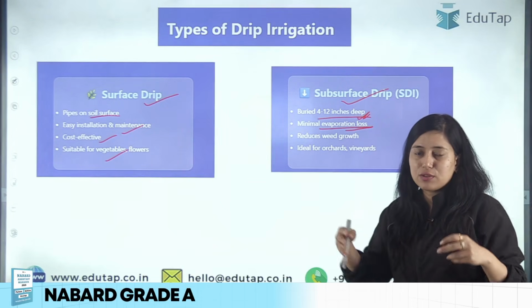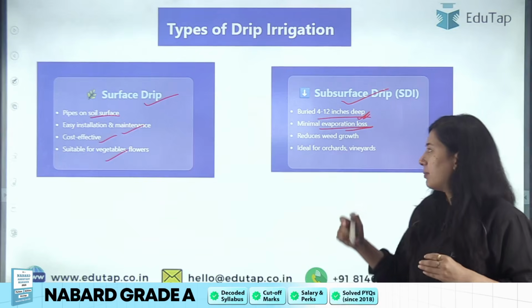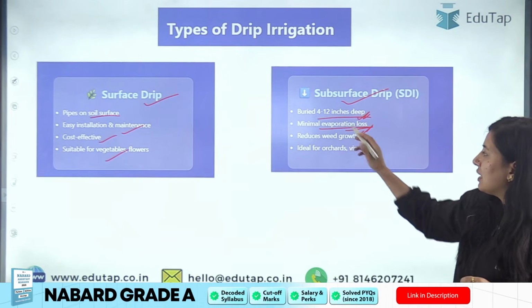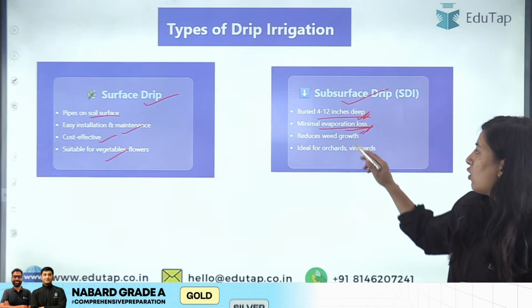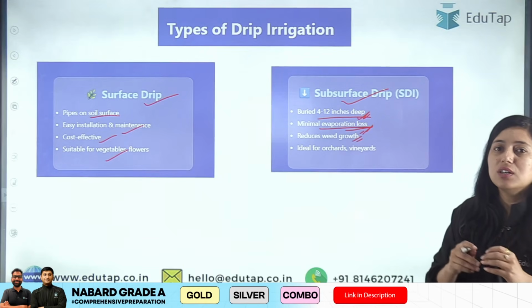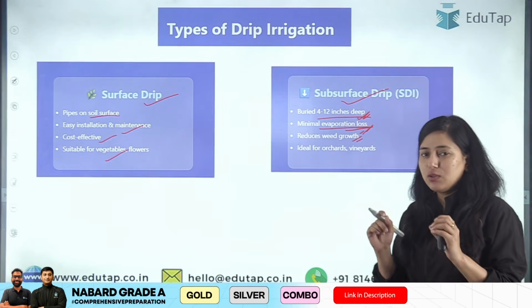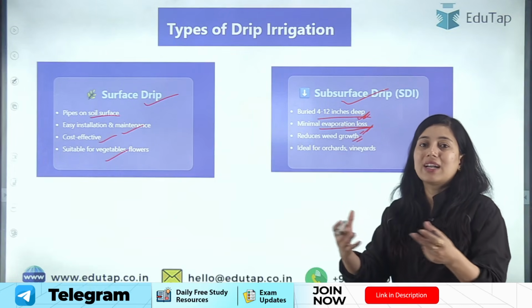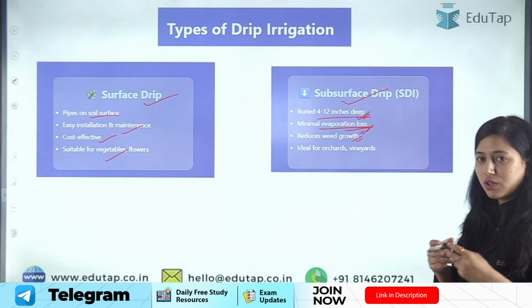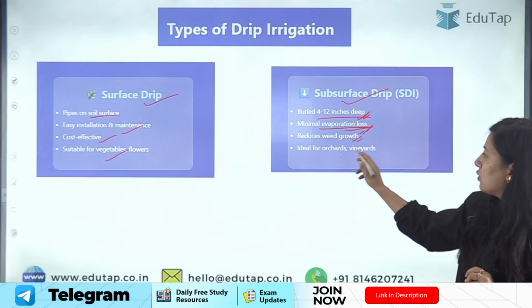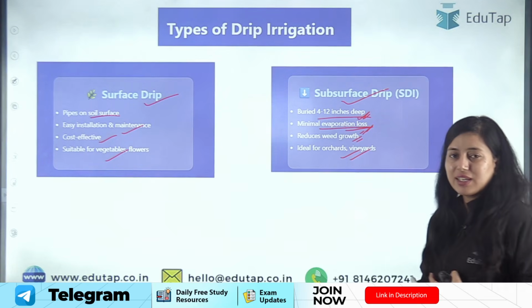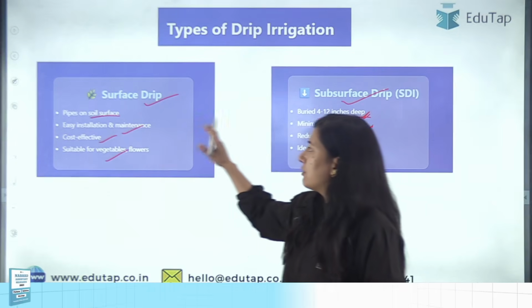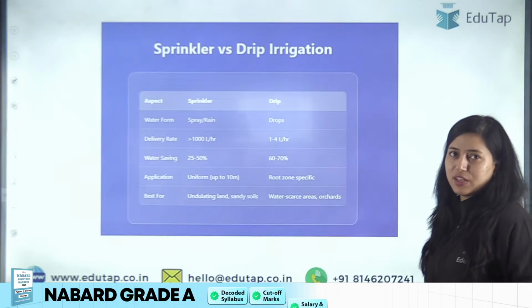Then here, in case of surface, again water is applied to the root zone, okay, at the surface of soil, so it can be evaporated. But if we are applying water at subsurface level, the evaporation losses will be reduced. Also it will reduce weed growth around the root zone, okay. The weed seed, or the unwanted plant, will not be able to grow around your crop roots, okay. And also it is ideal for orchard, vineyards and so on. So this is the difference between your surface drip irrigation and subsurface drip irrigation system.